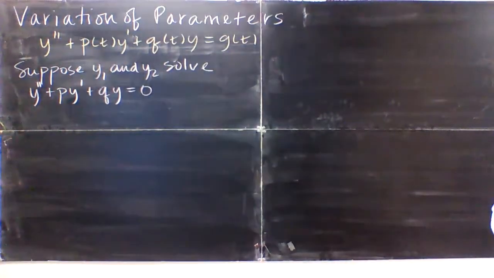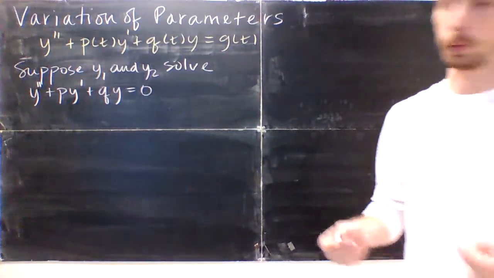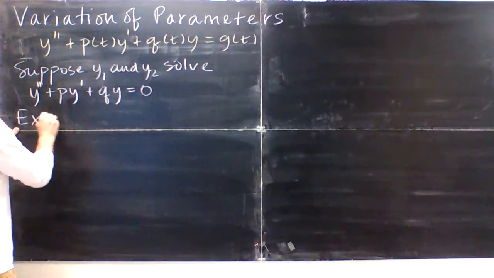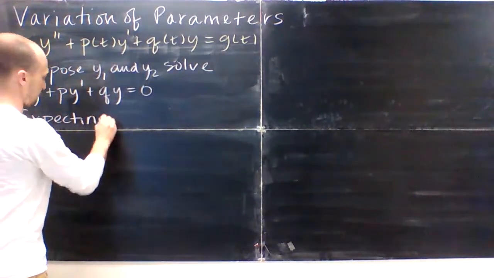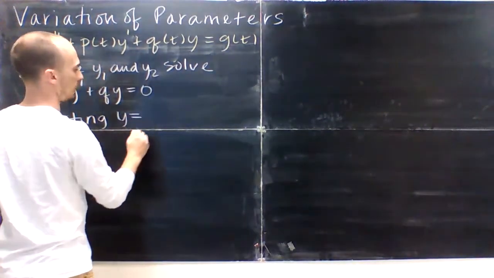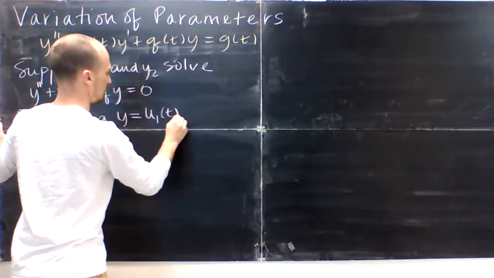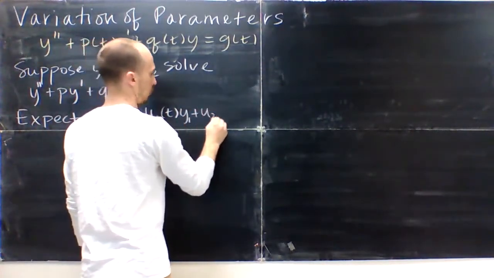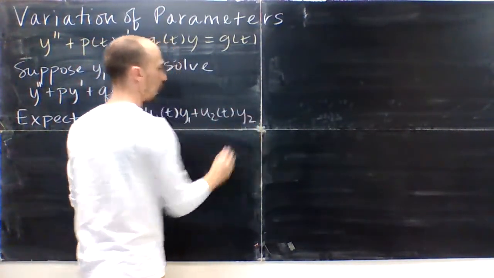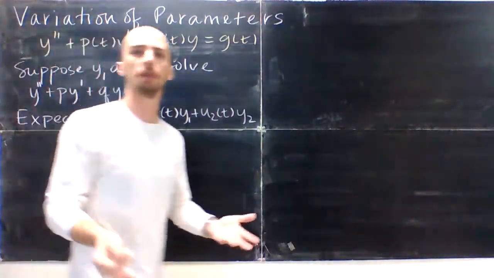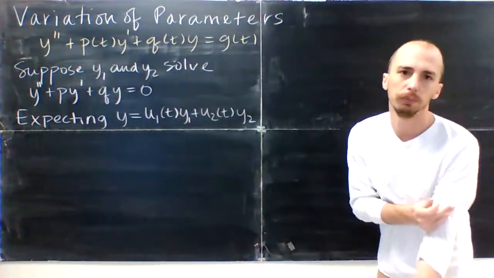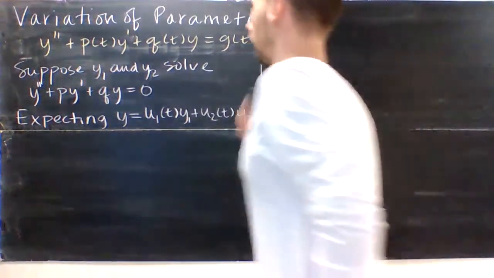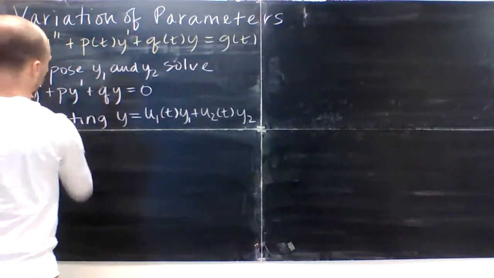We're going to guess that our particular solution is going to be y equals u1 of t times y1 plus u2 of t times y2, where y1 and y2 are both also functions of t. As I said up there, I just didn't have room. So that means I can take the derivative of y and then the second derivative of y, and get some stuff to happen over here.